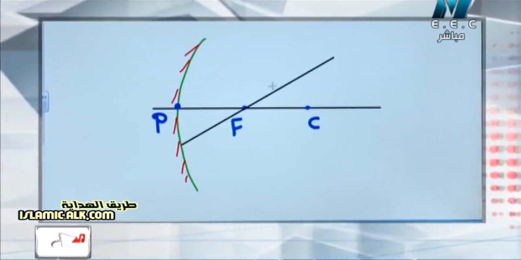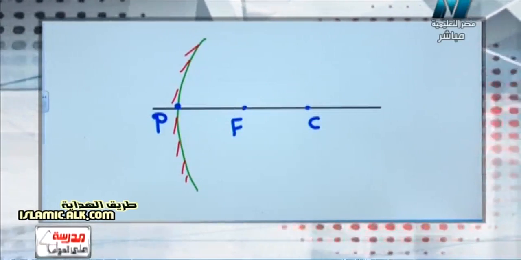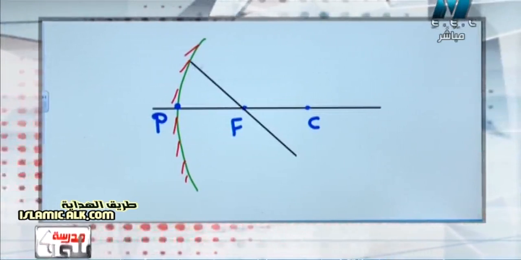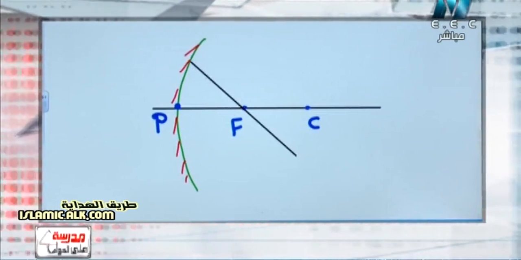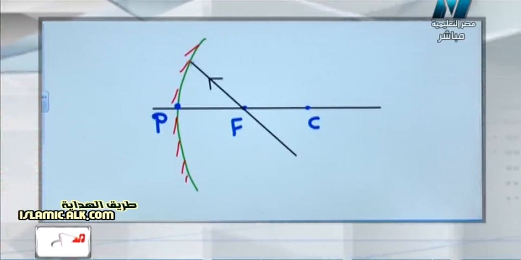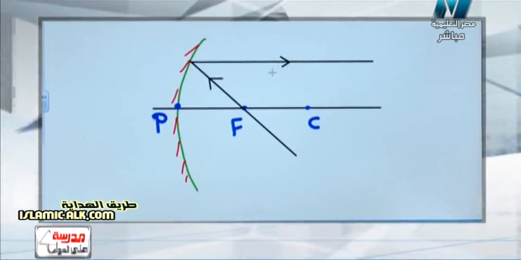Light ray passes through focus. Some students may ask why from this direction? As you like. The light ray passes through focus from this direction. The important thing is that this light ray passes through what? Focus. In this case, the light ray will reflect parallel to the principal axis. It will reflect parallel to the principal axis.